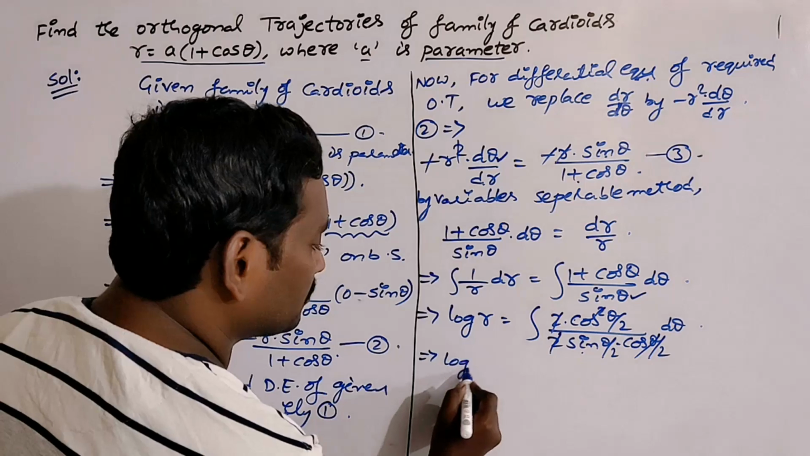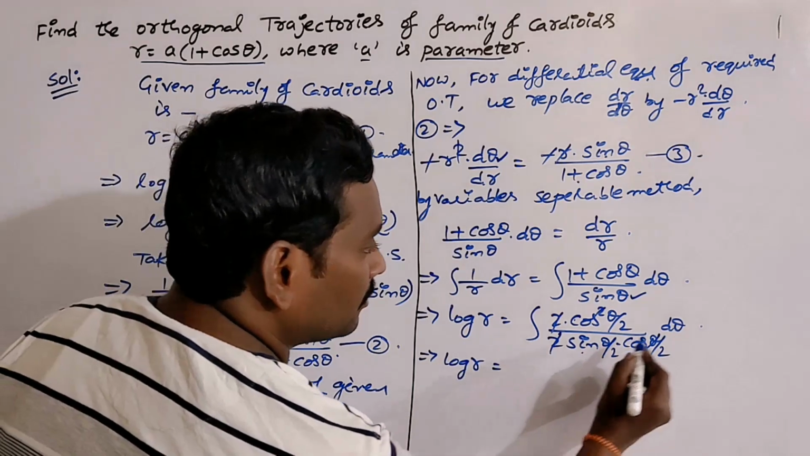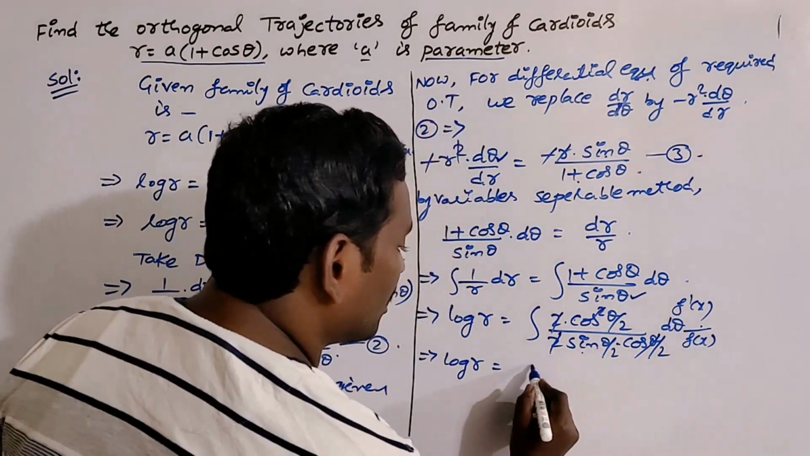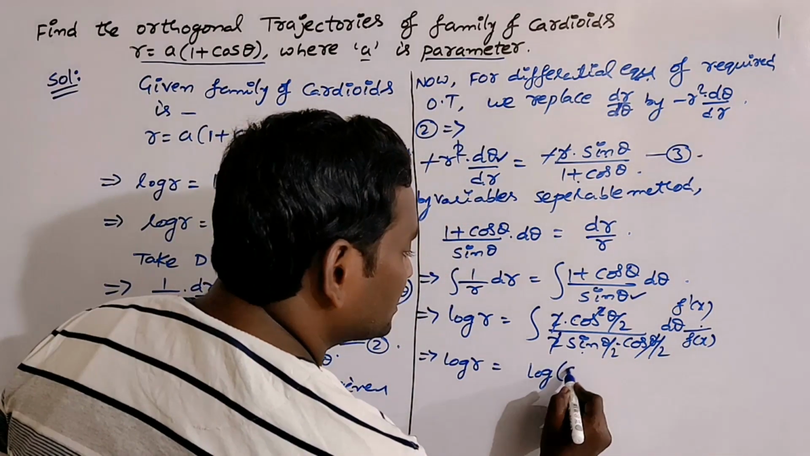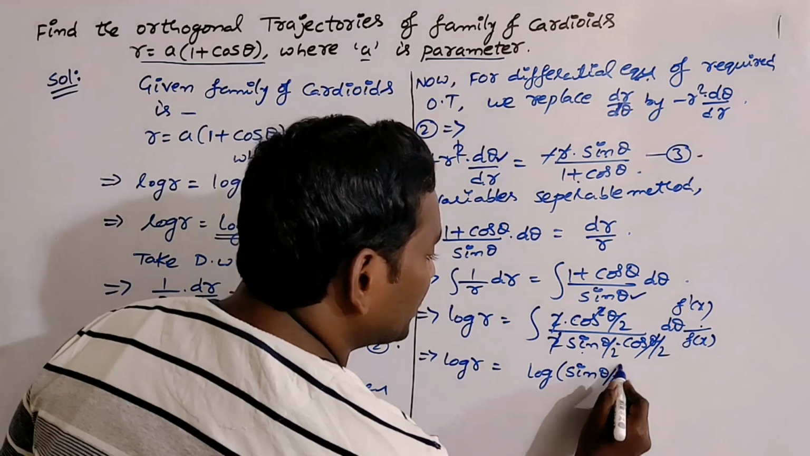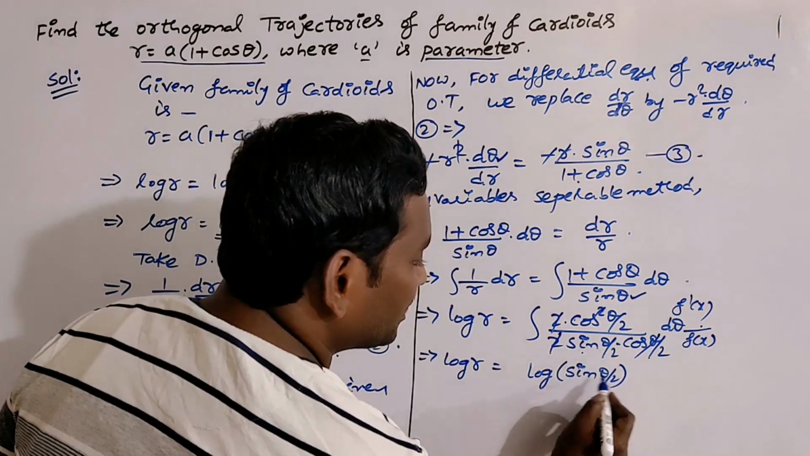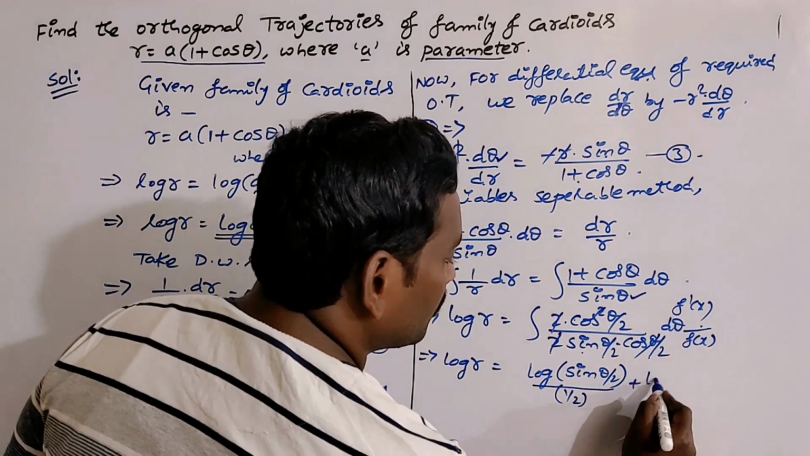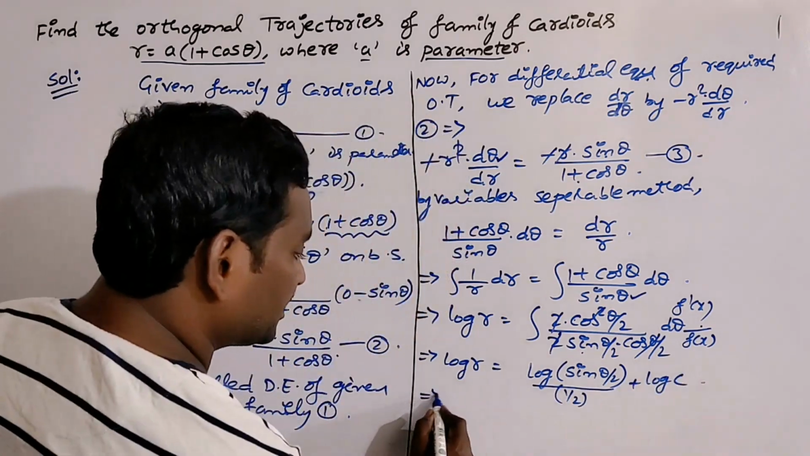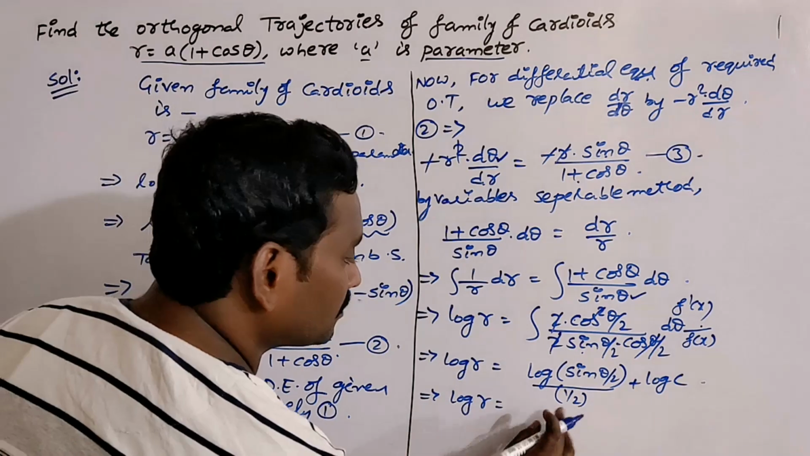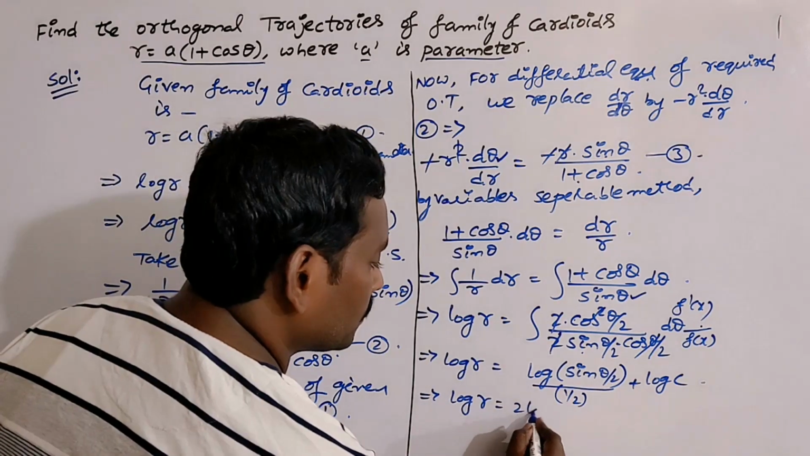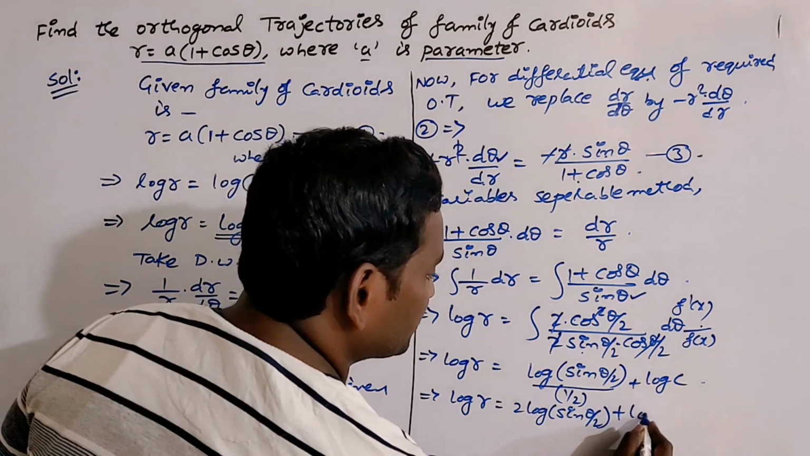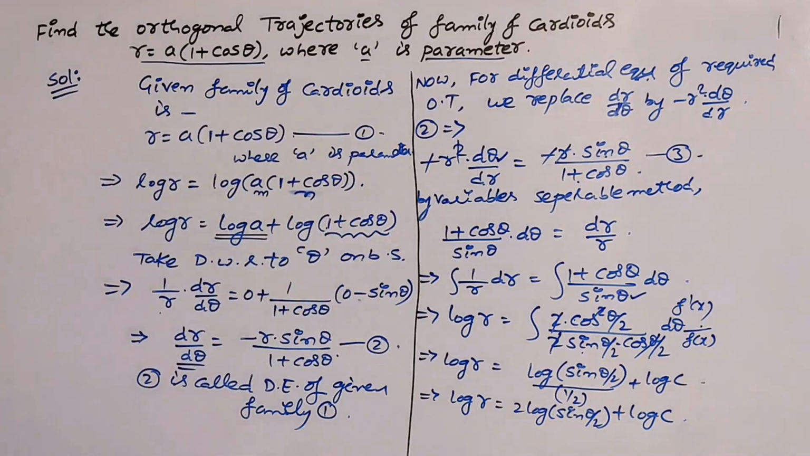So log r is equal to, it is in the form of integral f dash of x by f of x, which is log of denominator. So log of sin theta by 2, but you should write the coefficient of theta in the denominator, whole by 1 by 2, plus log c. This can be written as log r is equal to 2 log of sin theta by 2 plus log c. We have to write 2 more steps. Please see.